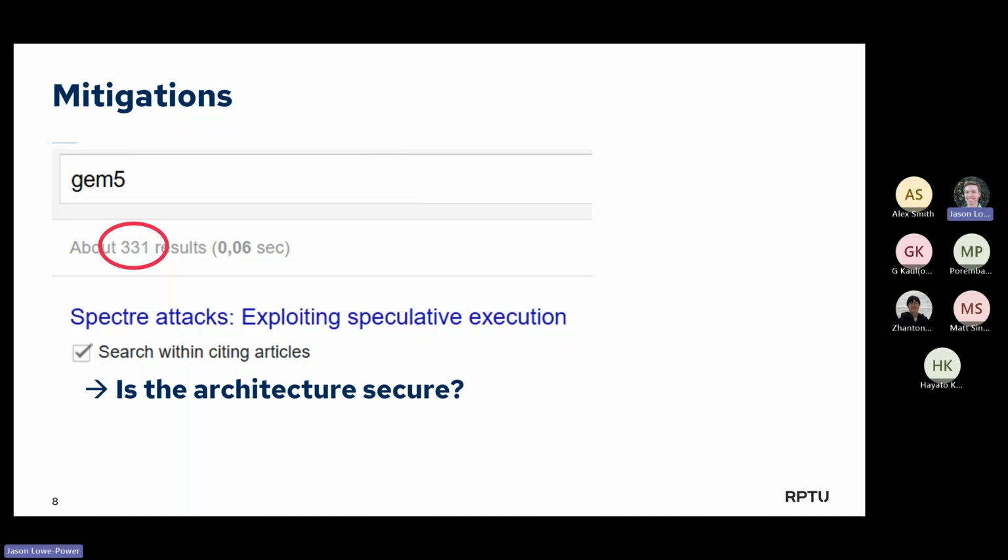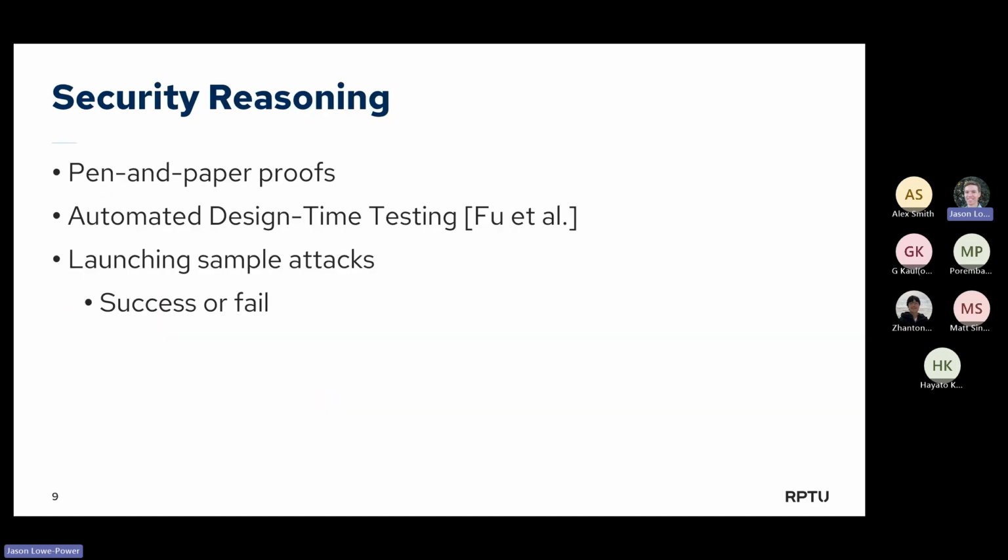But we want to know if our architecture is really secure. My background is that I'm coming from a group that works on RTL and uses formal verification most of the time. But in gem5, it's not as easy. So what's often done is pen and paper proofs, so arguing. There has been some work on automated design time testing at this year's USENIX Security. And what's also often done is launching sample attacks, and they either succeed or fail. But you don't know how the attack is really mitigated, or if it was a coincidence or not.